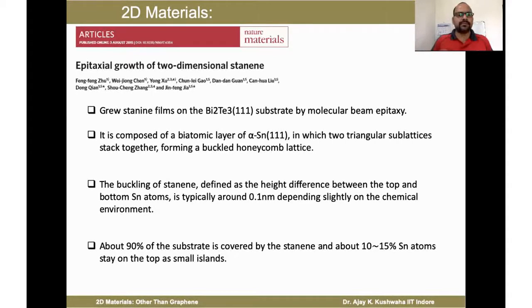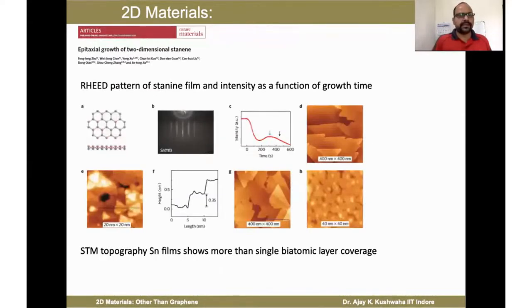Here they have gone through the structural characterization. So one is the RHEED pattern of the stanene film and intensity as a function of growth time. So A just shows the crystal structure. Here this is the RHEED pattern, and this is the time versus intensity, and this result confirms that the growth happened within this period of almost 300 seconds.